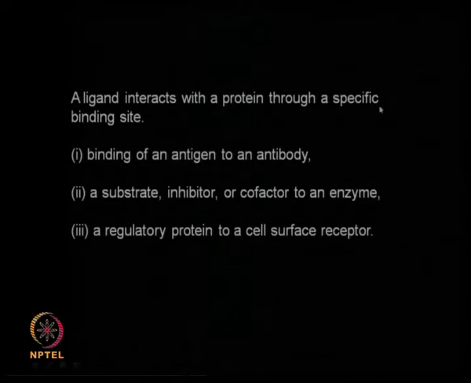Now the ligand interacts with the protein through a specific binding site. As you know, all proteins have a binding site whose shape and size matches exactly with the ligand. So the binding could be between an antigen and an antibody. You see it becomes very specific and no other antibody will bind to this antigen. You can have a substrate or an inhibitor or a cofactor binding to an enzyme. The substrate could be very specific to the enzyme. Other enzymes will not bind to this substrate. It could be a regulatory protein to a cell surface receptor. So the protein and the cell surface receptor are complementary to each other. This is how you achieve this specificity in affinity chromatography.